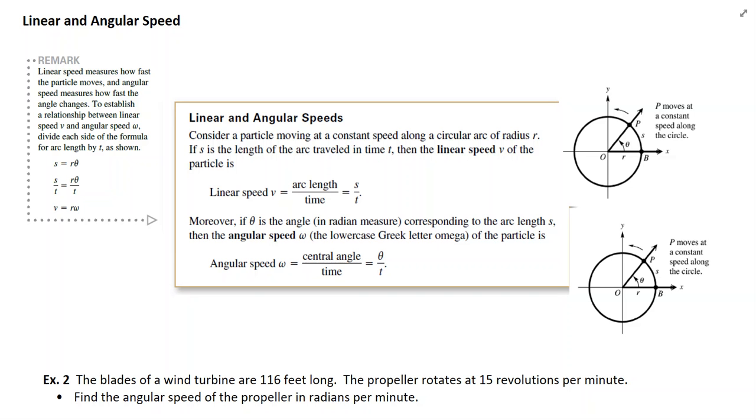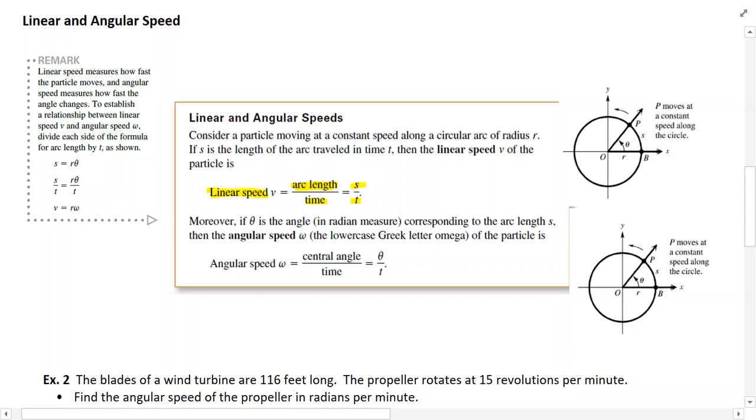So the next type of application we want to look at involving radian measure has to do with linear and angular speeds. Now, when we think about linear speed, we've got speed here. So let's look at linear speed. We're going to define linear speed, which we can think of as velocity, as the change in the arc length over time, right? We've already defined arc length as s over t.